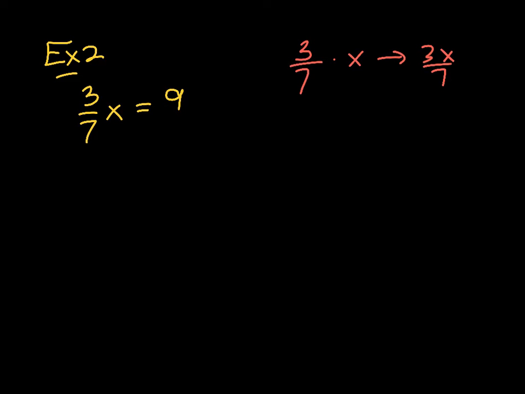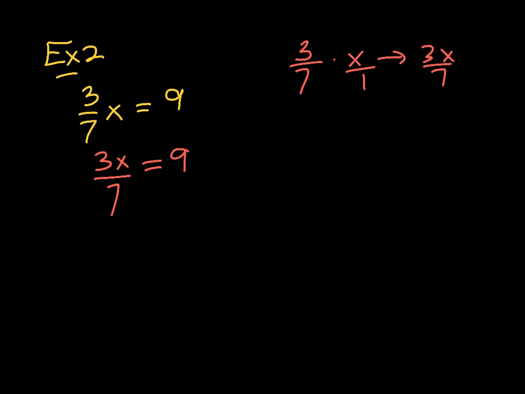Okay, so now let's rewrite that. So 3 over 7 x therefore becomes 3x over 7. Remember, x here is like x over 1, and that's why you can multiply the numerators. 3 times x becomes 3x, and the denominator 7 times 1 is 7. So 3 over 7 x is the same as 3x over 7. Now we equate that to 9.